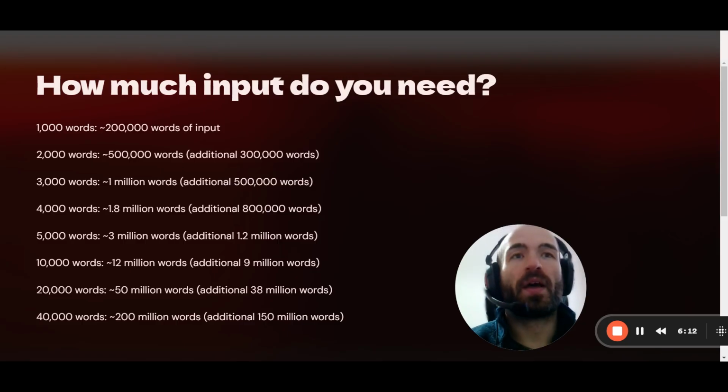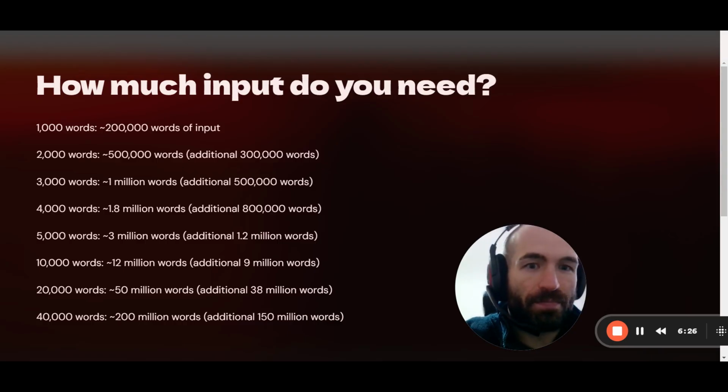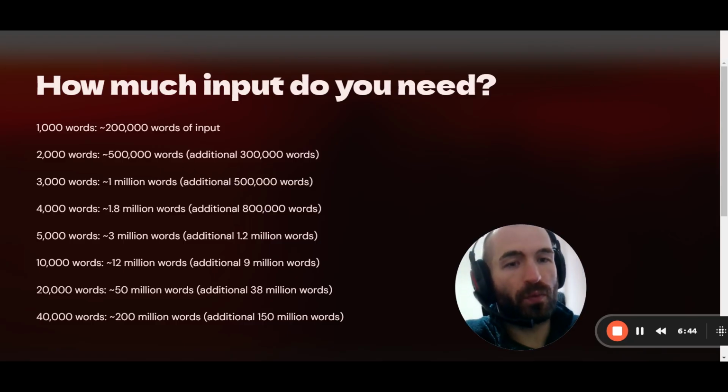Again, we're talking hypothetical scenarios here where you only learn those words through input, right? So you can see that for intermediate level you need over a million words, a couple million words, and to become truly fluent, you need an insane amount, a double digit million amount of total input.